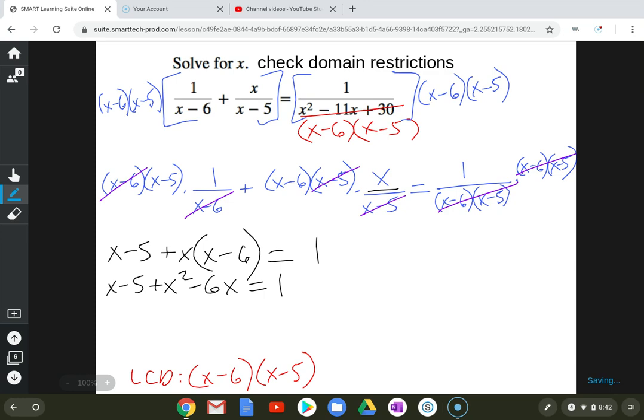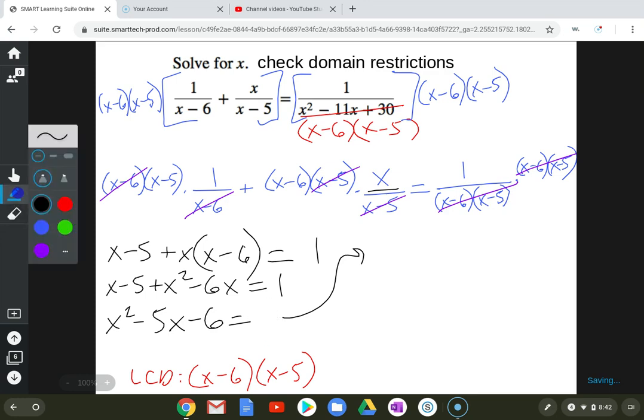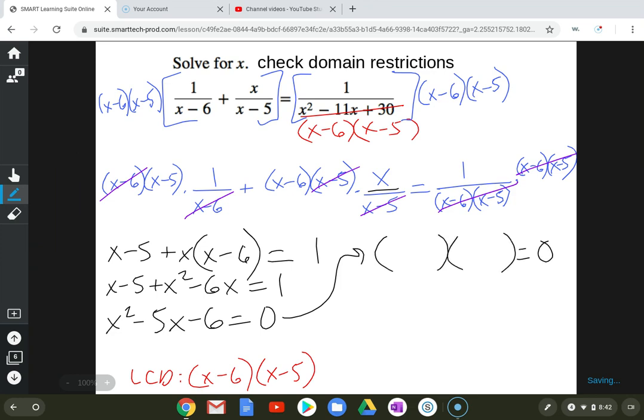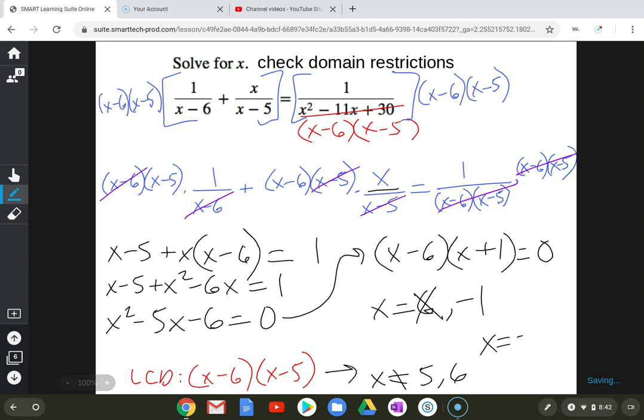And if we combine like terms, get everything in descending order, we get x squared minus 5x minus 6 equals 1. So if I factor, equals 0. Sorry. 0. There we go. Okay, so now if I factor, I get x minus 6, x plus 1. So my two solutions are 6 and negative 1. However, based on our original denominator, we know that x cannot equal 5 or 6, which means x equals 6 is an extraneous solution. So our only solution is x equals negative 1.